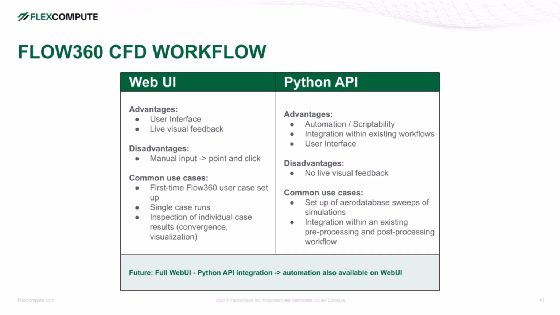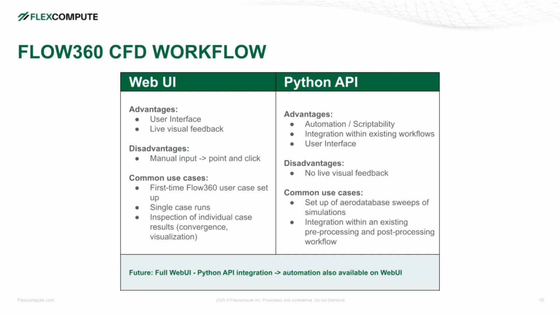The Python API is great for automation, integrating Flow360 within your existing workflows, and a clean interface. The only disadvantage is you will have no live visual feedback. Some common use cases for the Python API include setting up database sweeps or integrating the solver within an established pre- and post-processing workflow.